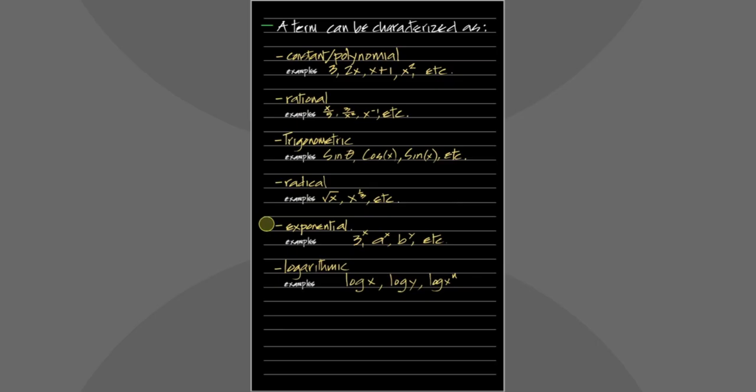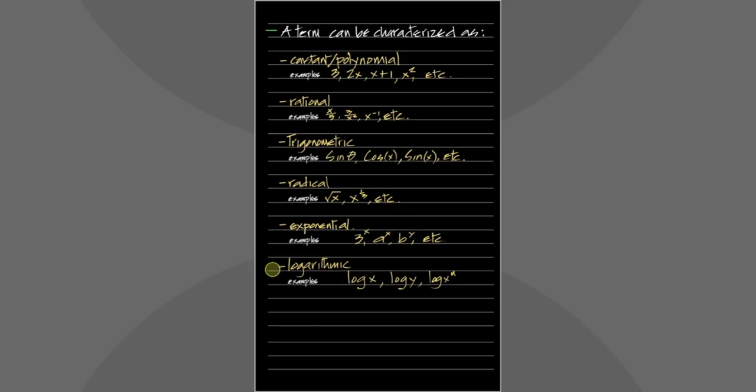Exponential. Example: that is where the variable is the exponent. 3 to the power x, a to the power x, b to the power y, etc. Logarithmic term. Example: log x, log y, and log x to the power n. All of them are log terms.